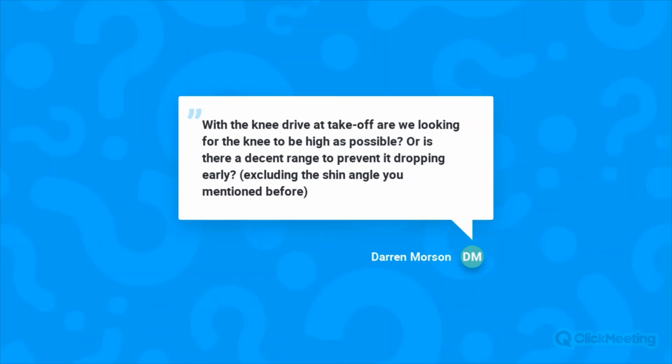So with the knee drive at takeoff, are we looking for the knee to be as high as possible, or is it a decent range to prevent it dropping early, excluding the shinning we mentioned before? Listen, I think that we don't want to see the knee going above hip height. Absolutely not. But as we've shown with some of the biomech data, very few of the athletes are actually getting that thigh horizontal. I think it's the intention of driving the speed and the velocity of that free leg up to that point. That's the key point, is the angular velocity of that free leg coming up that helps the athlete lift.